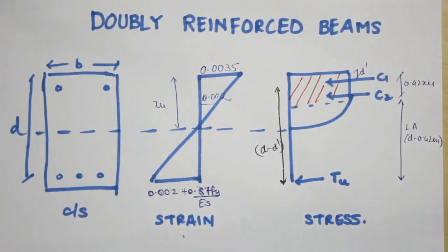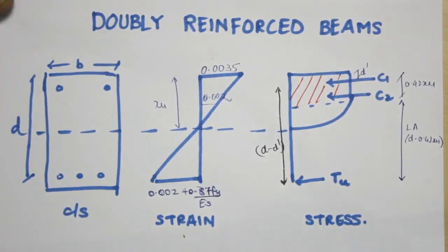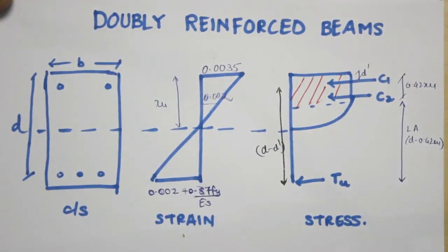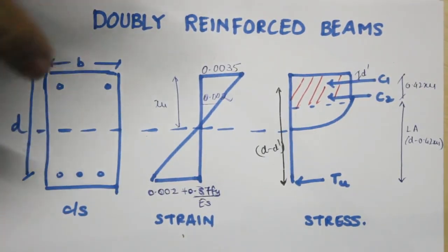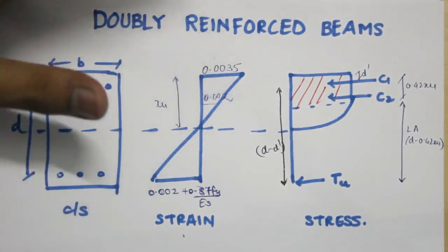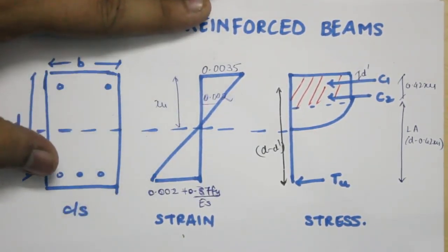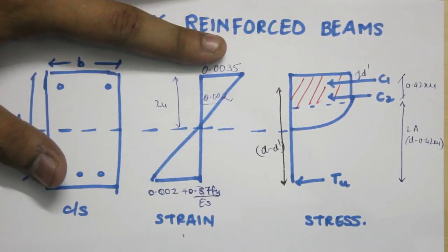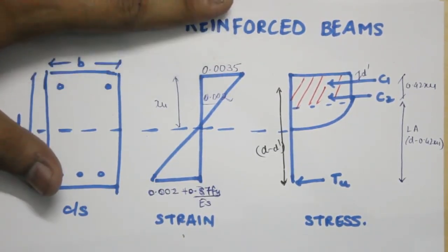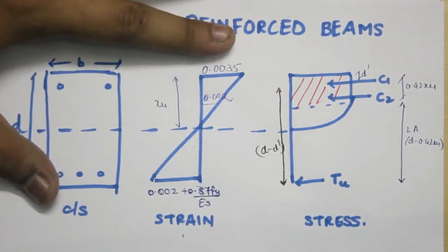So before we get started, let us first see the stress strain distribution diagram across a doubly reinforced beam. The strain diagram is similar to what it was in the singly reinforced beam, while the stress diagram is somewhat similar, but the compressive force will be a resultant of two forces, C1 and C2. C1 will be the compressive force due to the compression reinforcement provided on the compression side, while C2 will be the compressive force taken up by the concrete.